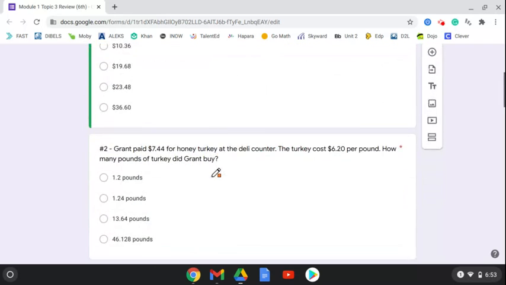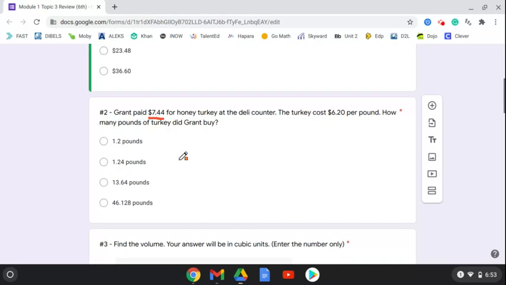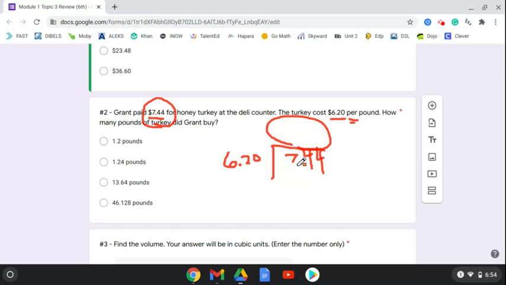Okay, number 2, Grant paid $7.44 for honey turkey at the deli counter. The turkey costs $6.20 per pound. How many pounds of turkey did Grant buy? So you need to take your total cost here, $7.44, and divide it by the cost per pound, $6.20, and that will give you how many pounds Grant bought.